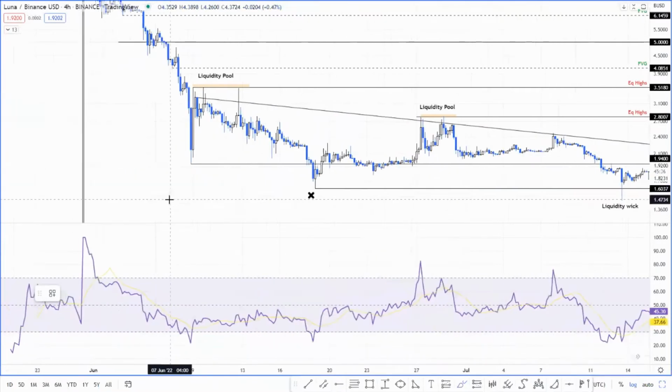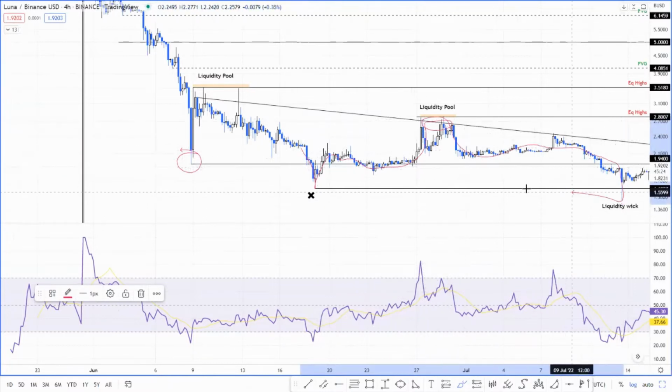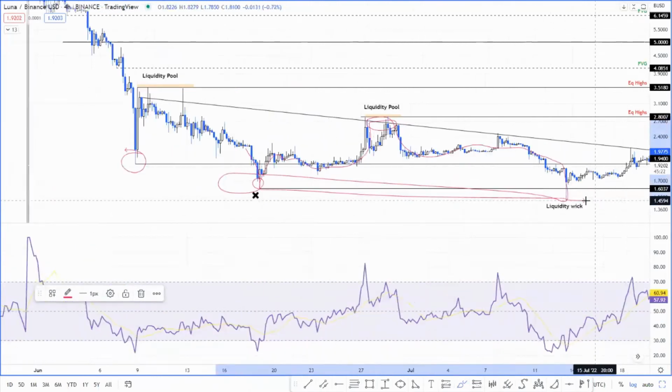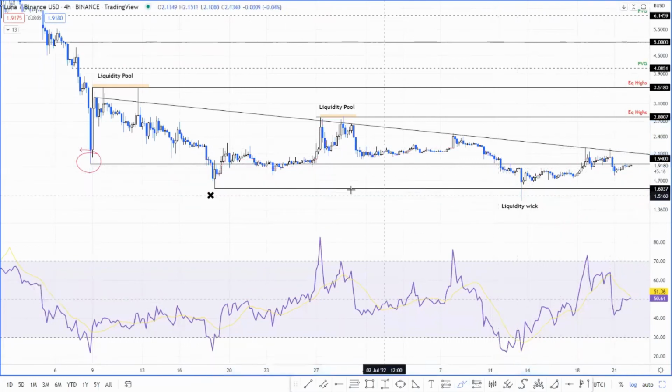18th June. So basically Luna created a low, swept the low, quickly recovered above that low, and then ran up, set a top, swept the low formed previously, recovered very quickly, and then moved up, set another equal set of highs. So this is what I noticed, right?